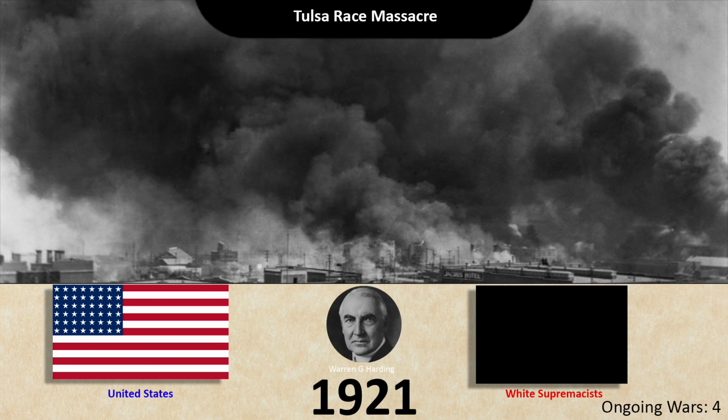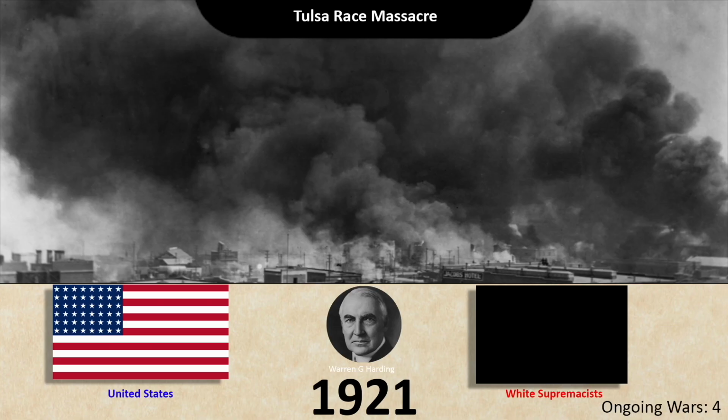In 1921, we'd also get the Tulsa Race Massacre, and what happened was a 19-year-old African-American, Dick Rowland, was accused of assaulting Sarah Page, who was a 17-year-old white woman, and Rowland would be taken into custody, and rumors would spread that he was going to be lynched, and that spread throughout the city.